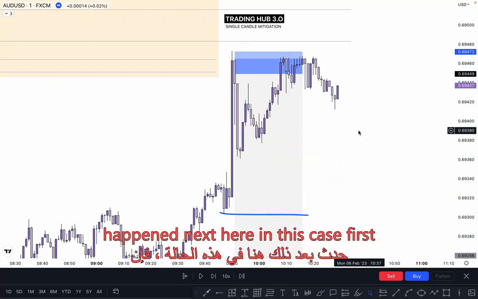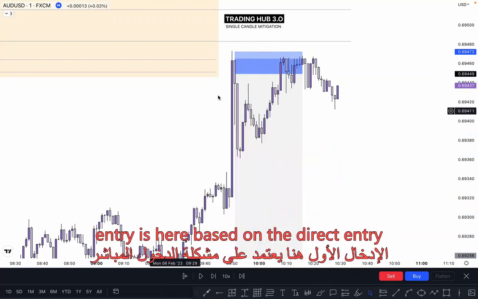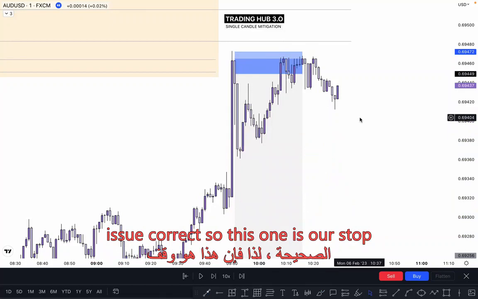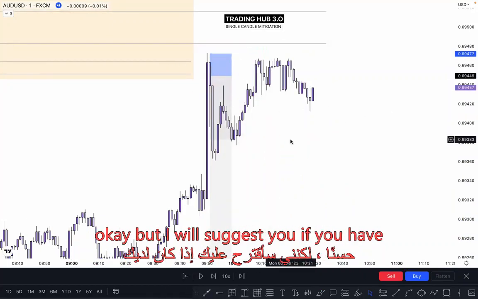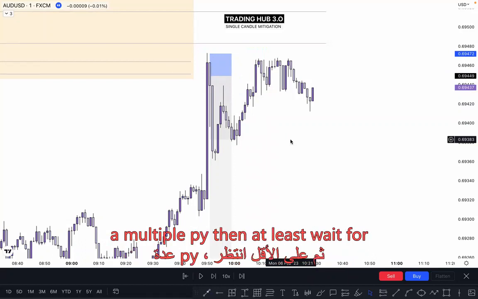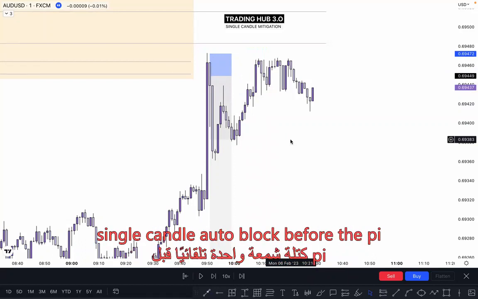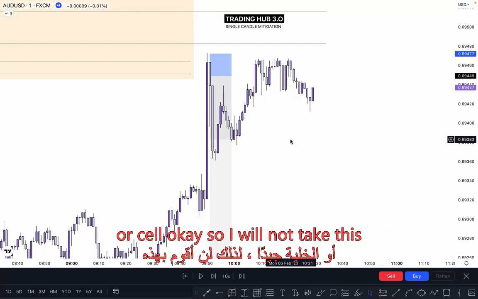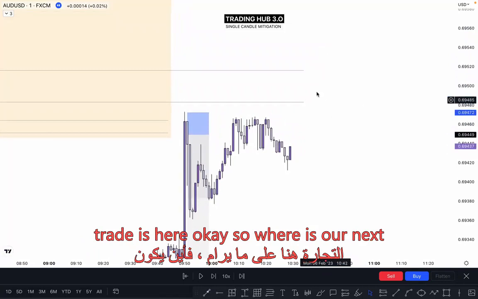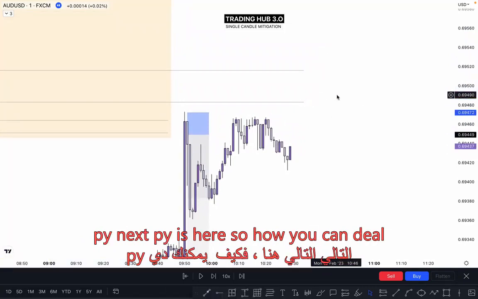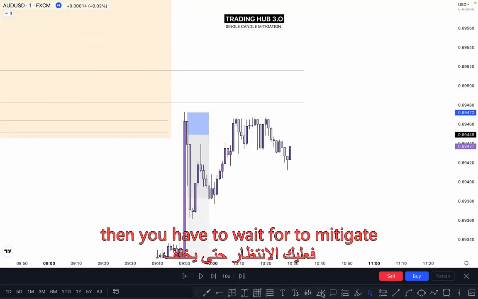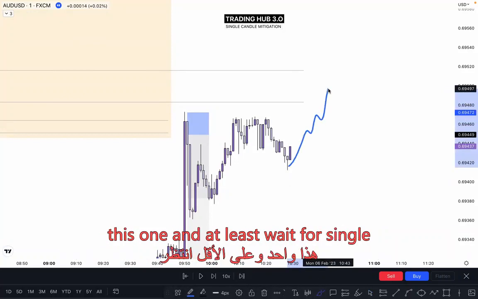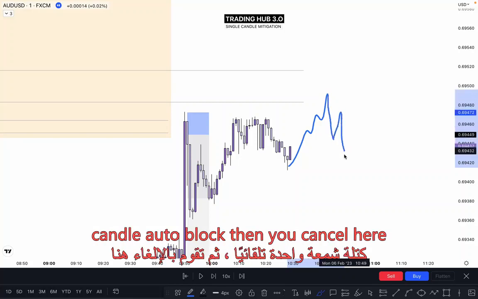So what happened next here? In this case, the first entry is here based on the direct entry, correct? So this one is our stop loss if you are willing to sell here. Okay, but I will suggest, if you have multiple POI, then at least wait for a single candle order block before you buy or sell. So I will not take this trade here. Okay, so where is our next POI? Next POI is here. So how can you deal with it at this price? If price taps here, then you have to wait for it to mitigate this one, and at least wait for a single candle order block, then you can sell here.